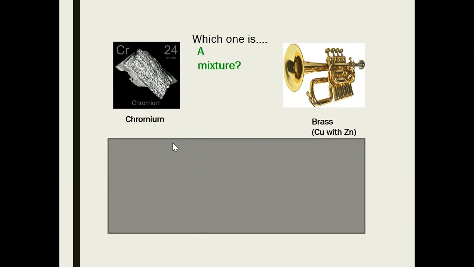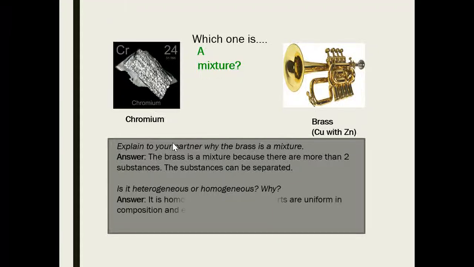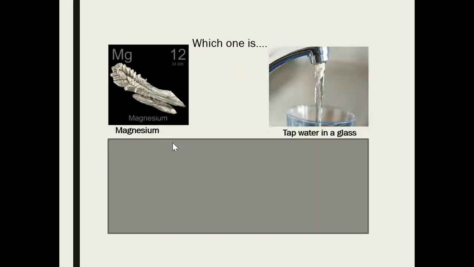Which one of these two is a mixture? Is it chromium or brass? Well, brass, we already know. They give us a help here. It's copper with zinc. The copper with zinc would be a mixture. Brass is a mixture because there's two substances. Is that brass going to be homogeneous or heterogeneous? Well, it's going to be homogeneous because you can't really see the individual atoms or even broken into sections.